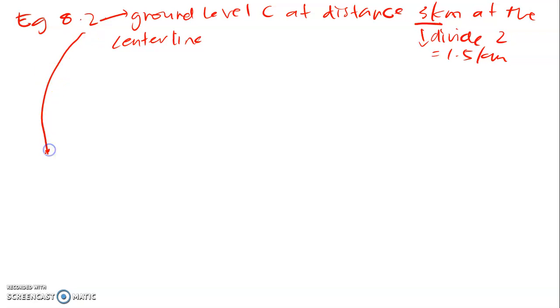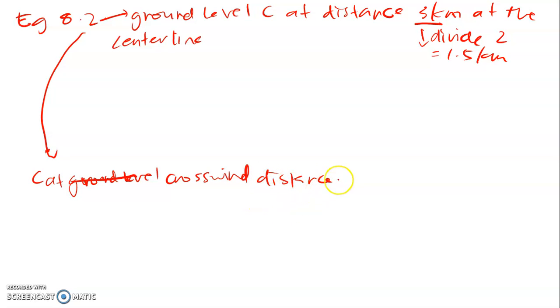Another one is to calculate the concentration, not at ground level, sorry, but at a crosswind distance of 0.4 km. So here you need to calculate C at 3, 0.4, at the center line.